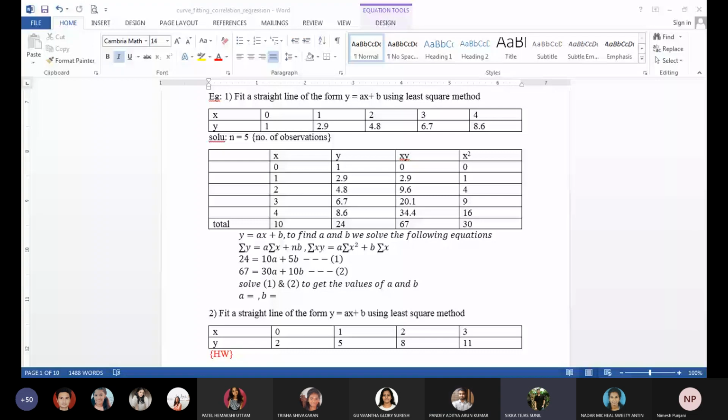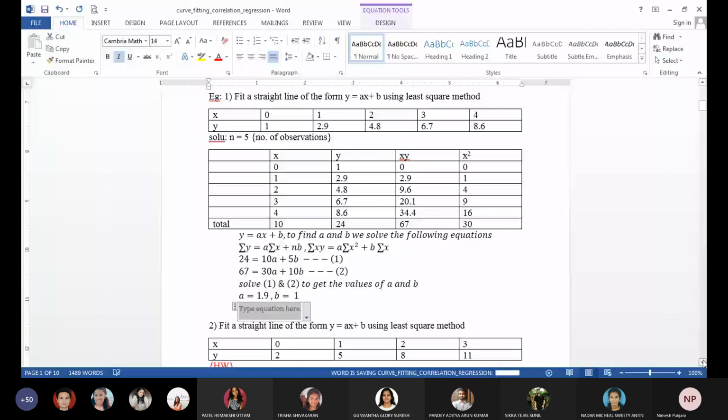Yes, sir. A is 19 by 10, मतलब 1.9. And B is 1. Very good. So you get A as 1.9, B as 1. Therefore, the equation is y equals ax plus b, 1.9x plus 1. This is the straight line ka equation.